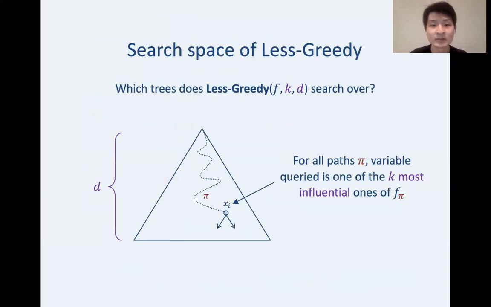To analyze this less greedy algorithm, it is useful to understand the search space of this procedure. In other words, what are the trees that could be built by this less greedy algorithm? There are two properties of such a tree. First, the tree must have depth at most d, which is determined by the depth budget. Second, and more interestingly, for every node in that tree, suppose that node queries variable x_i; then x_i must be among the k most influential variables for the restricted function f_π, where π is the path from the root of the tree to that internal node. In other words, a tree that could be built by the less greedy algorithm is both shallow and satisfies that every internal node queries an influential variable.